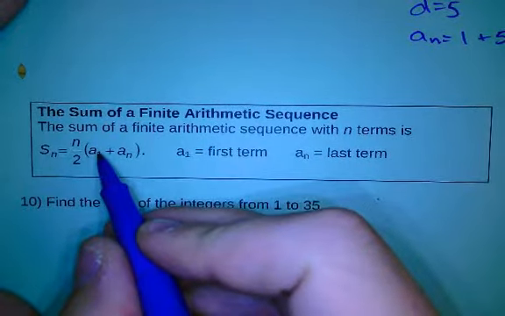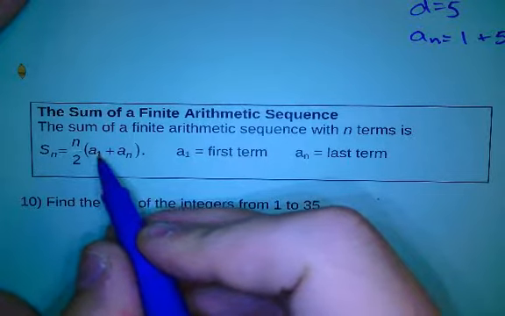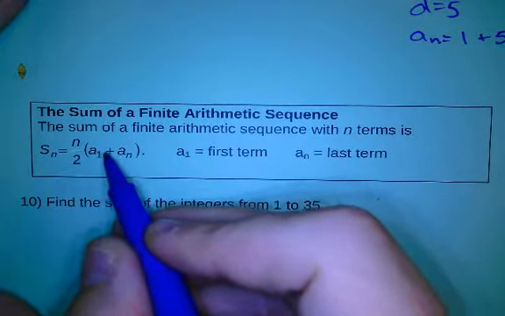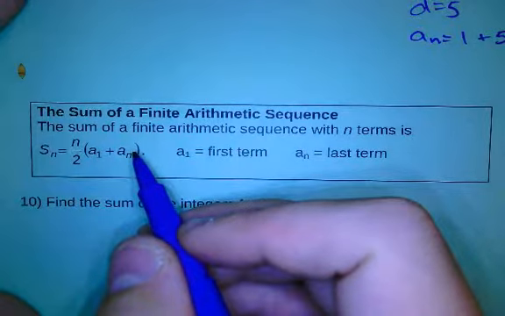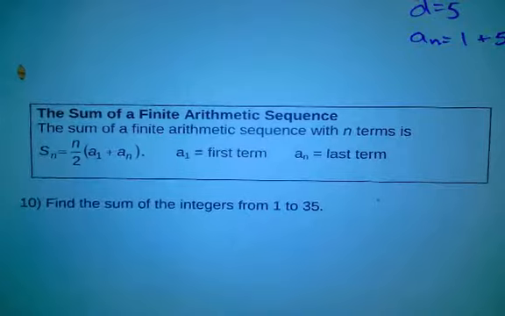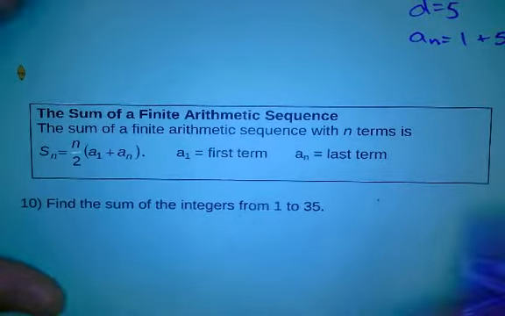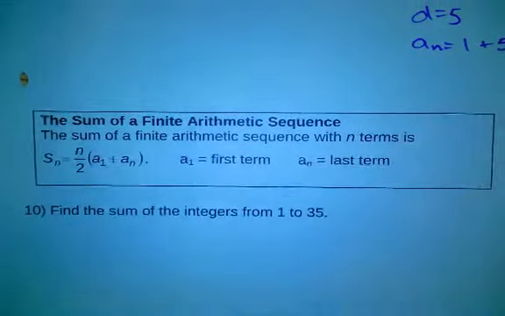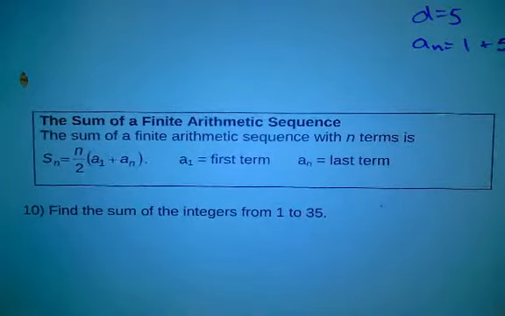So what you're going to do here is take the first term and the last term and divide by 2. That gives you the average. It's giving you the average of every term. You take the average of every term and multiply it by how many terms there are. And you get the sum.